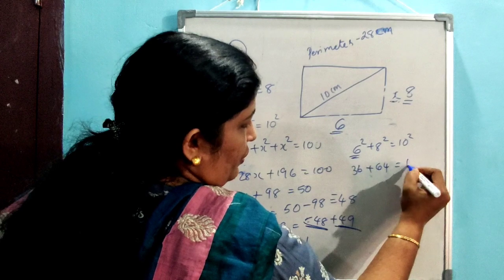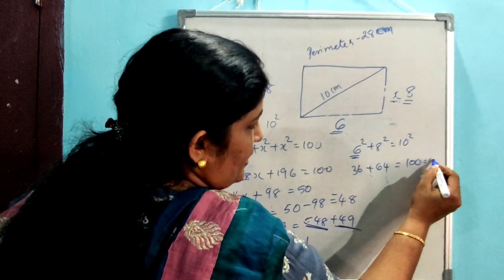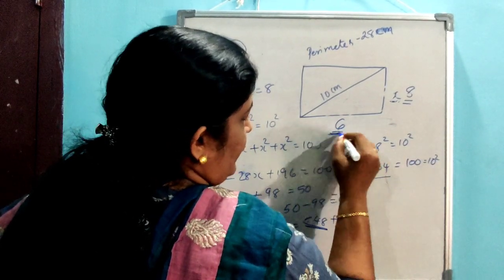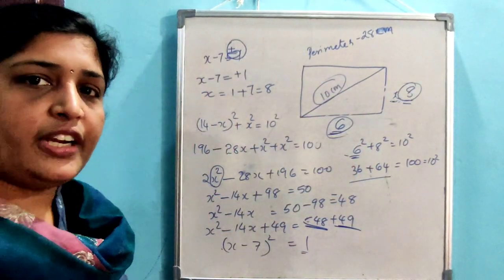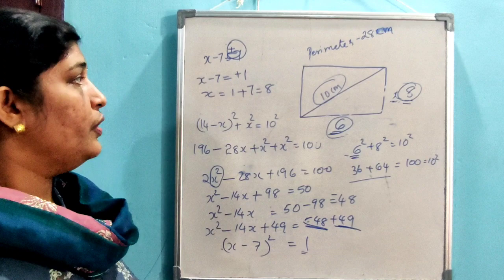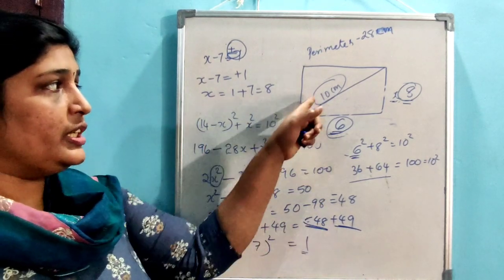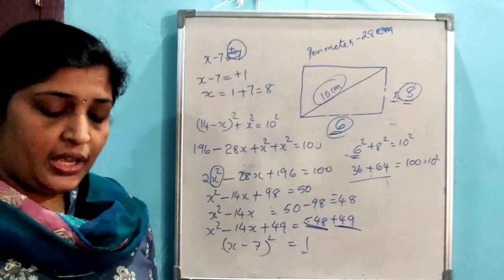36 plus 64 is equal to 100. 100 is 10 square. Okay, so we can say this is 6, 8 and 10. These are called Pythagorean triplets. So we can make a rectangle with a diagonal of 10 centimeters.